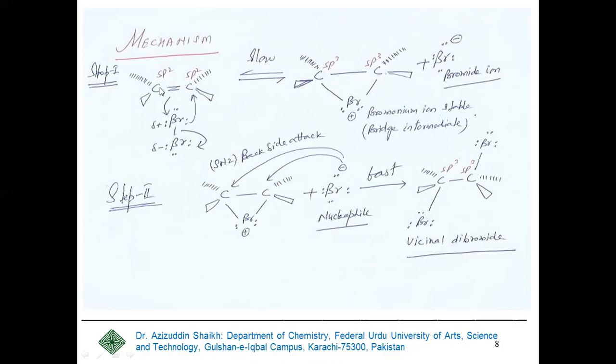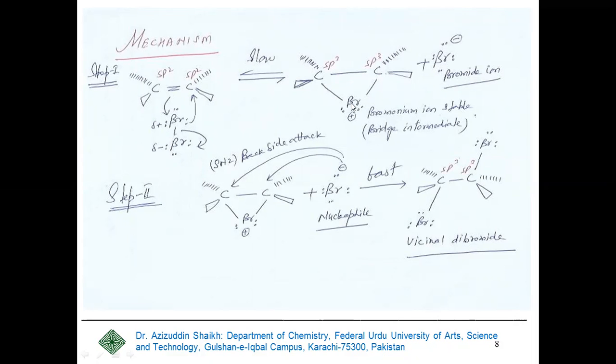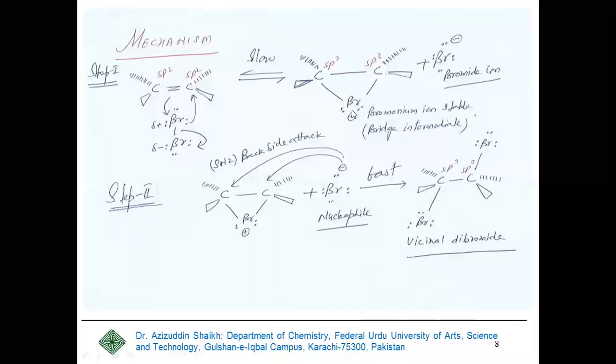Both of these carbons are sp2 hybridized. This carbon attacks the bromine, and the bromine is stabilized again by attaching to the other carbon. So now both carbons are sp3 hybridized. Before, the two carbons were sp2 hybridized; after the first step both are sp3 hybridized because every carbon forms four covalent bonds. So this is the bridged intermediate.